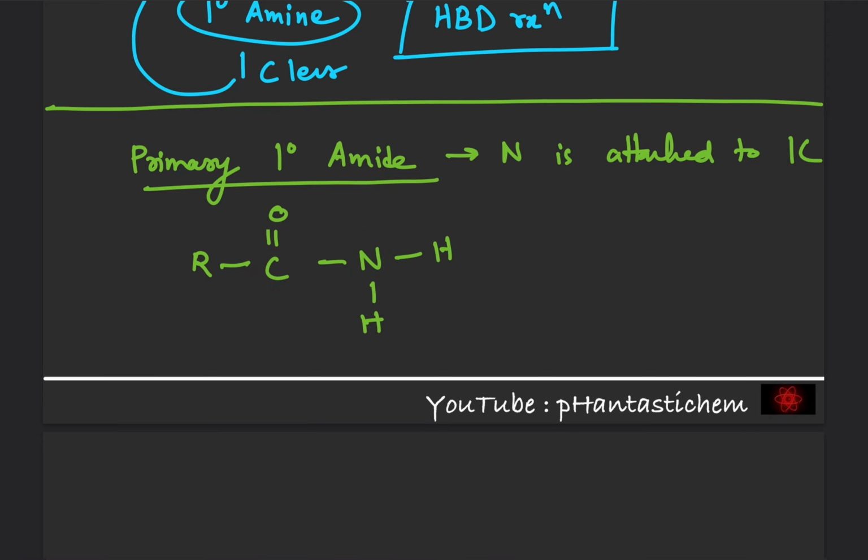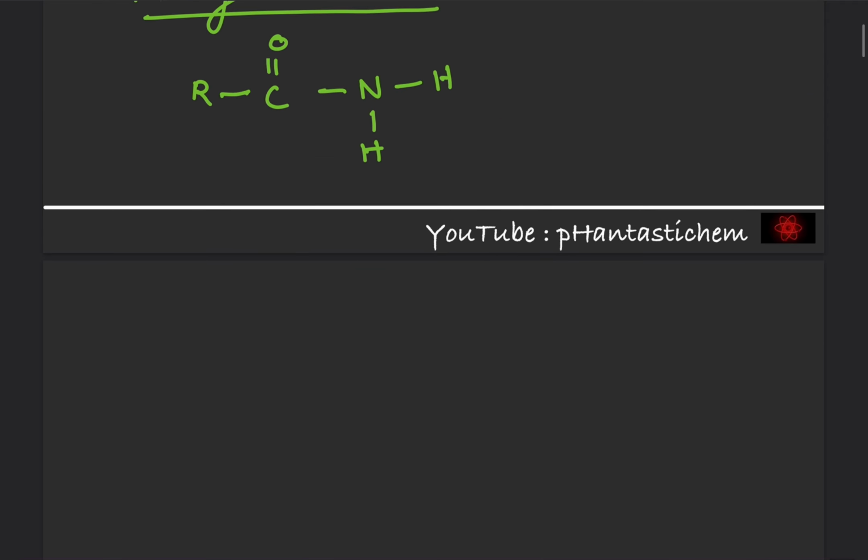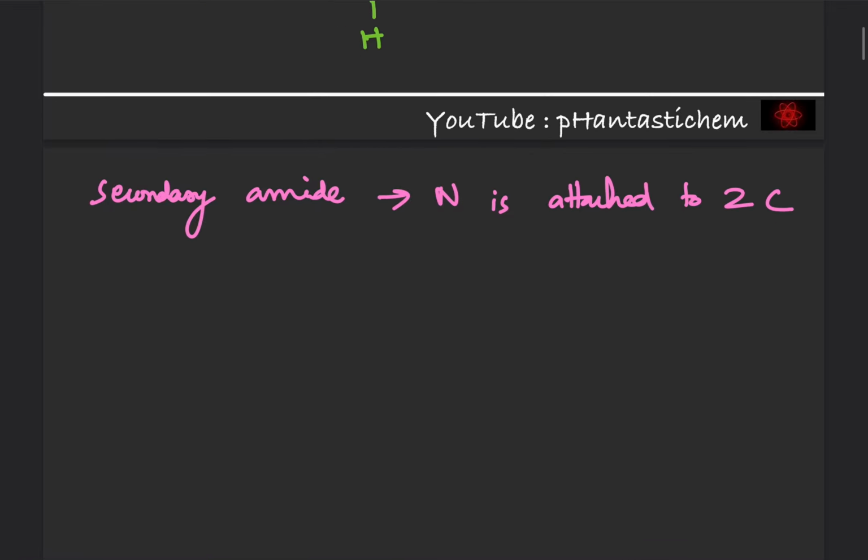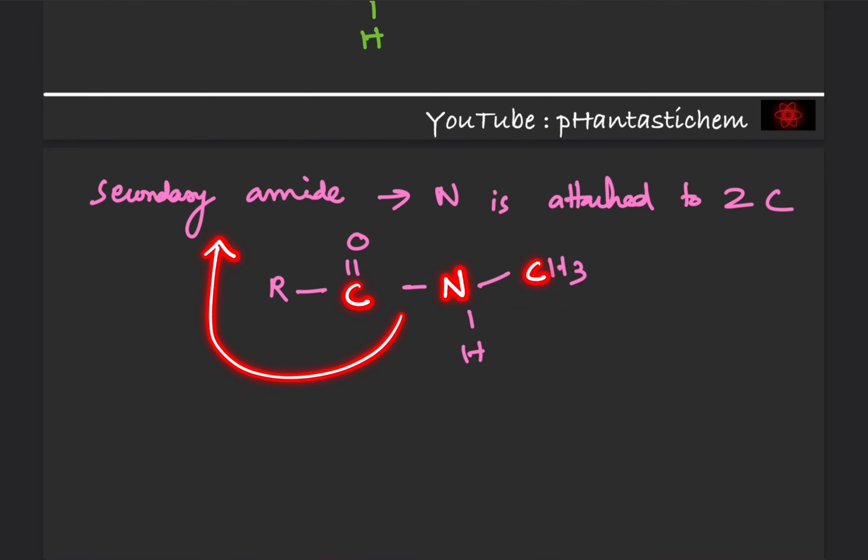Okay. In a secondary amide, nitrogen is attached to two carbons. That is, for example, RC double bond O N connected to CH3 connected to H. So you can see in this case nitrogen is attached to two carbons. So this is an example of a secondary amide.